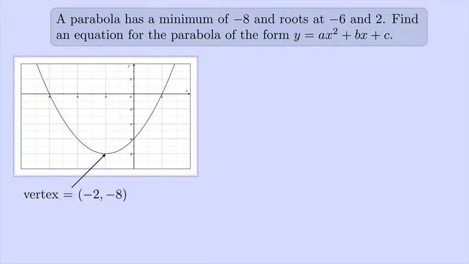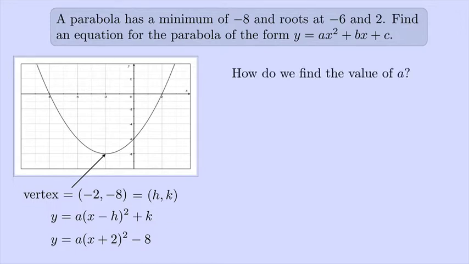Okay, so the vertex is at -2, -8. How do I know that? Well, I know that the minimum is -8, and I just found out that the axis of symmetry is at x equals -2, so the vertex must be at -2, -8. And these are the values of h and k. So in the form y equals a(x minus h) squared plus k, that tells me that h is -2 and k is -8. But how do we find the value of a?